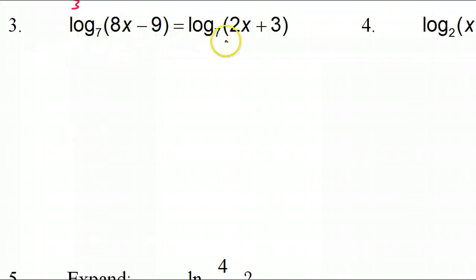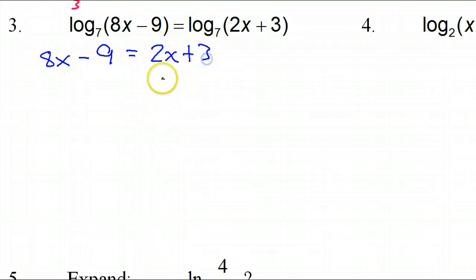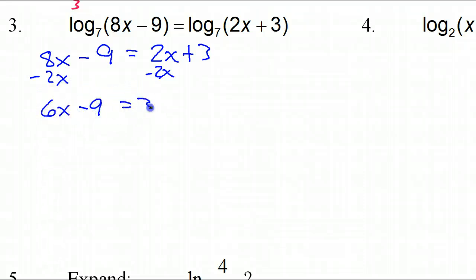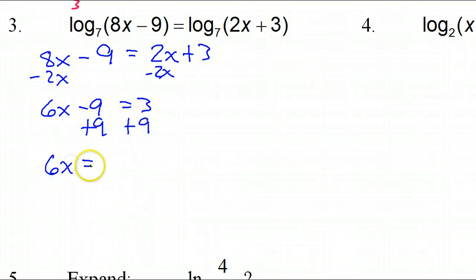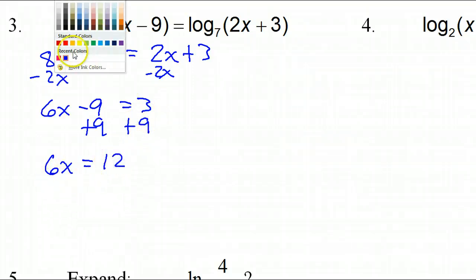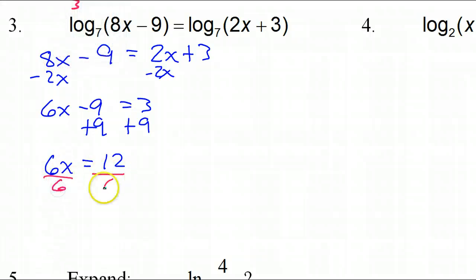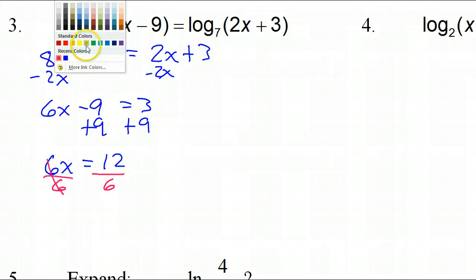On this one we have logs on both sides that are the same, so we can drop those out, and so we can go to 8x minus 9 is equal to 2x plus 3. So getting these x's together, subtract 2x from both sides, so that'll give us 6x minus 9 is equal to 3. Then you're going to want to add 9 on both sides, so that'll be 6x equals 12, and then we will divide both sides by 6, and we get x equals 2.